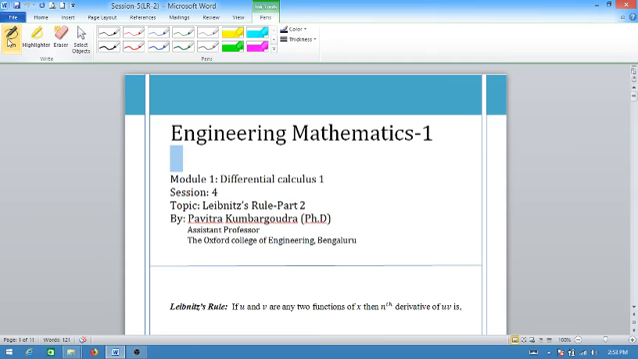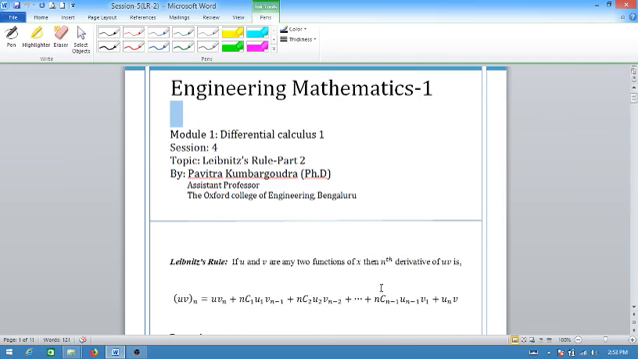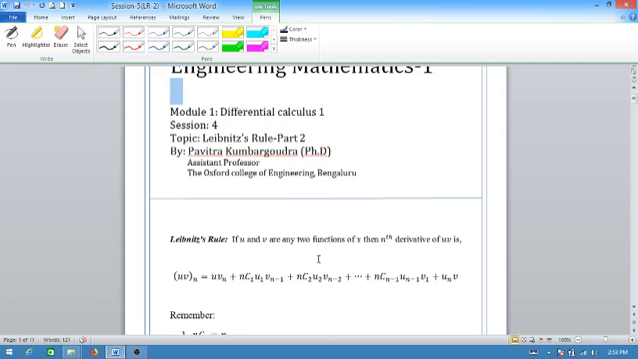In this session we will learn some problems on Leibnitz rule. In the last session I told you about the Leibnitz rule. Leibnitz rule is finding the nth derivative for the product of two functions.